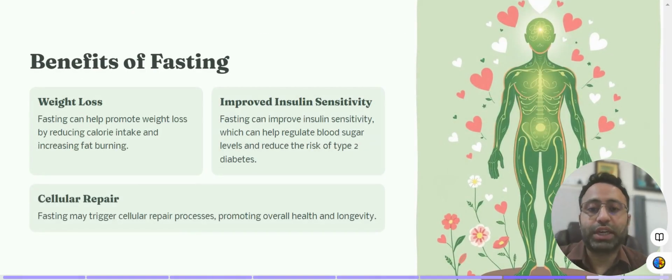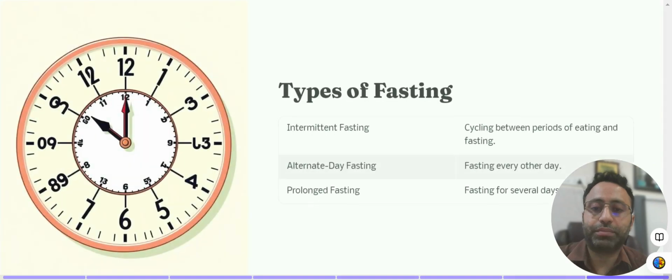One is weight loss, second is improved insulin sensitivity, third is cellular repair. Weight loss: fasting can promote weight loss by reducing calorie intake and increasing fat burning. Improved insulin sensitivity: fasting can improve the insulin sensitivity, which can help regulate blood sugar levels and reduce the risk of type 2 diabetes. Cellular repair: they also say that fasting may trigger cellular repair processes, promoting overall health and longevity.